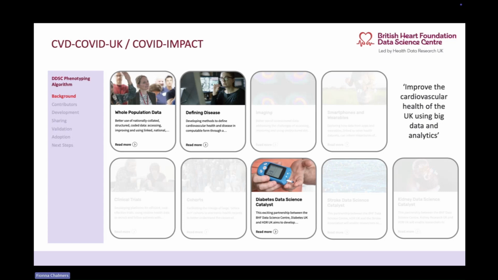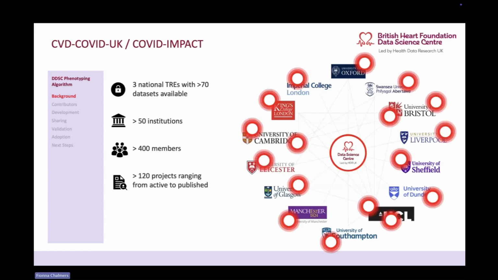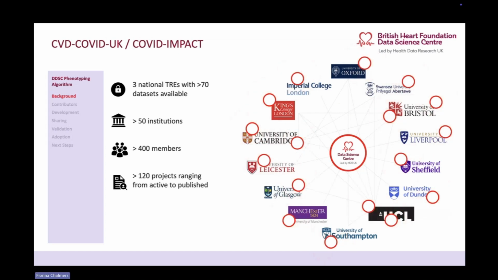We have a project there called CVD COVID UK COVID Impact that drives most of that work, and the aim of that project is to understand the relationship between COVID-19 and cardiovascular diseases. And this is that project in numbers then. So we have a consortium with over 400 members. They come from many different institutions, and we have over 120 sub-projects that run under CVD COVID UK COVID Impact.